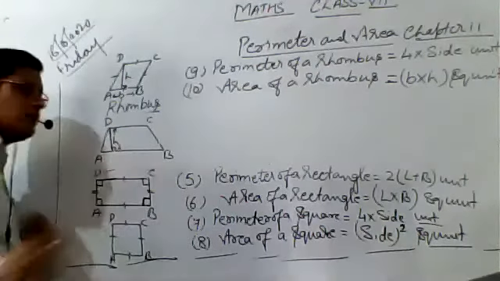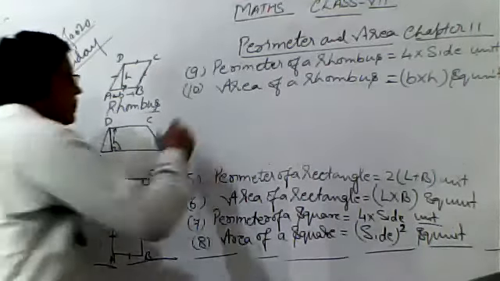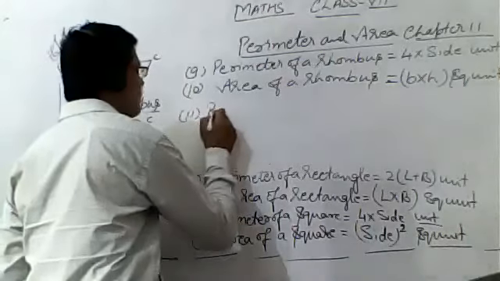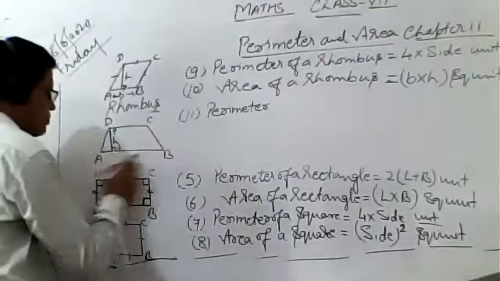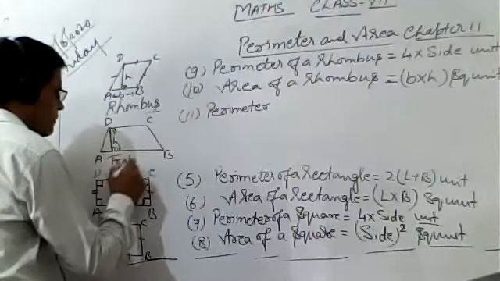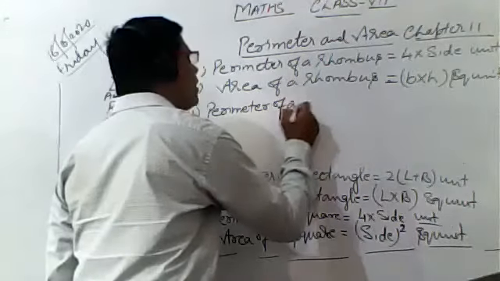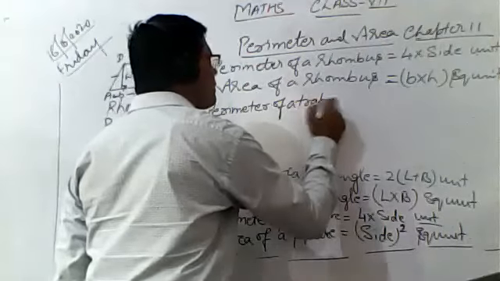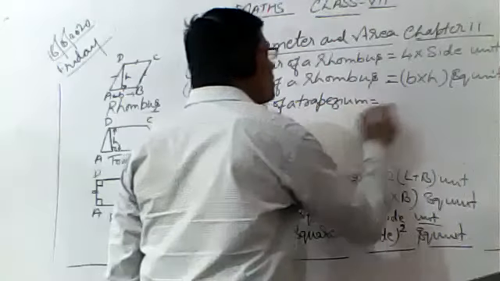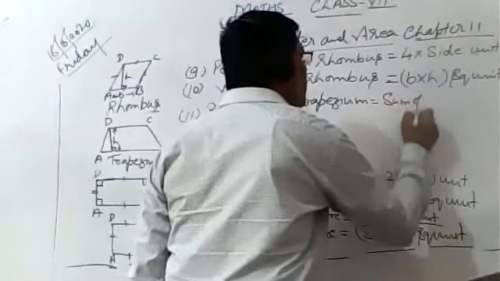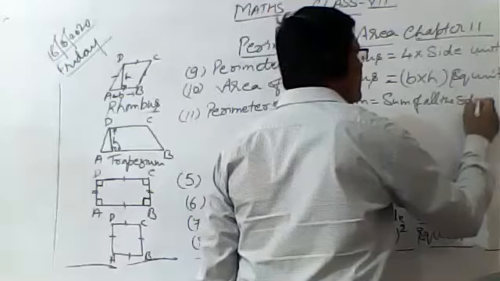Perpendicular ही draw करने पर height भी आती है. So first we write the perimeter of the trapezium, and this is the 11th formula. The perimeter of a trapezium is equal to the sum of all the sides.